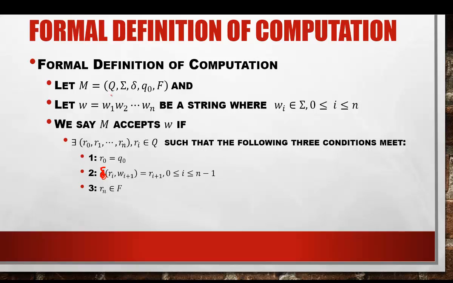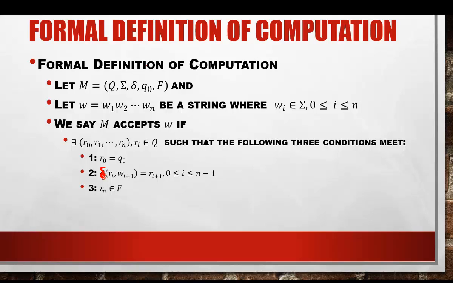So, we first define our finite automaton. Finite automata are 5-tuples. So, we have a set Q, that's the set of our states. We have a finite set sigma, that's the finite set of our alphabet symbols. We have delta, which is our state transition function. We have Q sub 0, our start state, and F, a set of accept states.